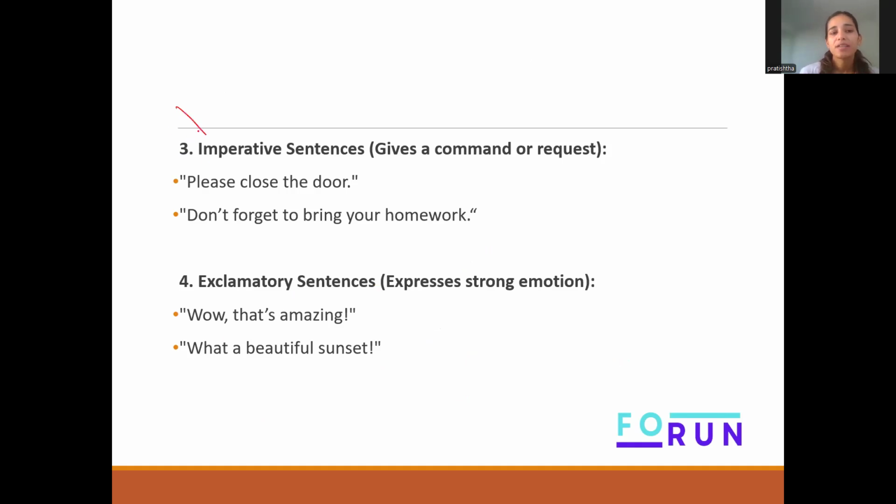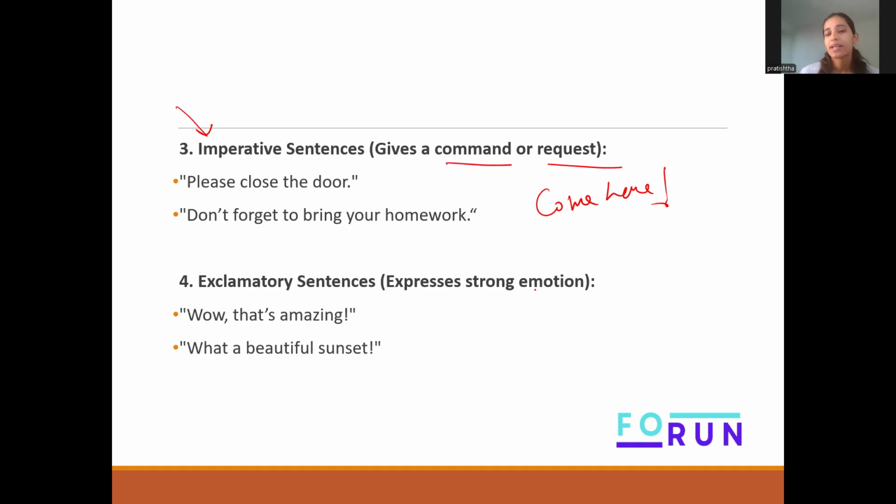Then you have imperative for commands or requests. Please sit down. Please close the door. Please shut the book. Something like that. Don't forget to bring your homework. Come here. Right? So all these things basically are not using any kind of pronoun or subject.